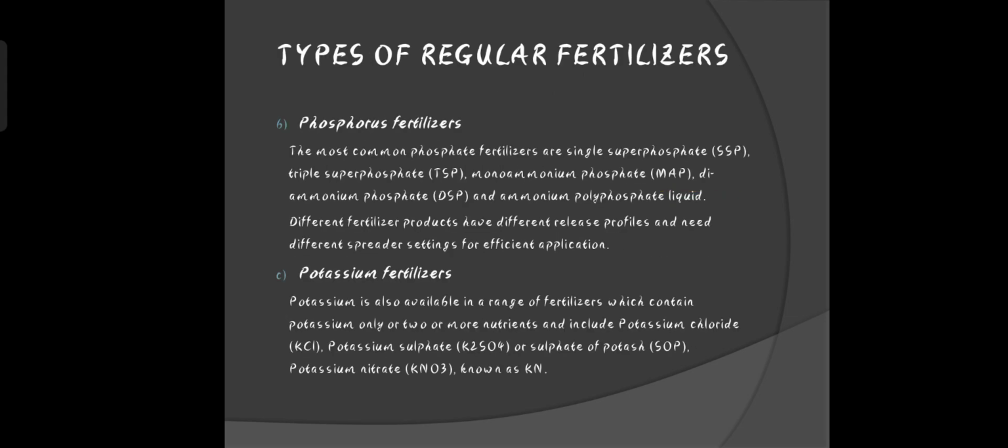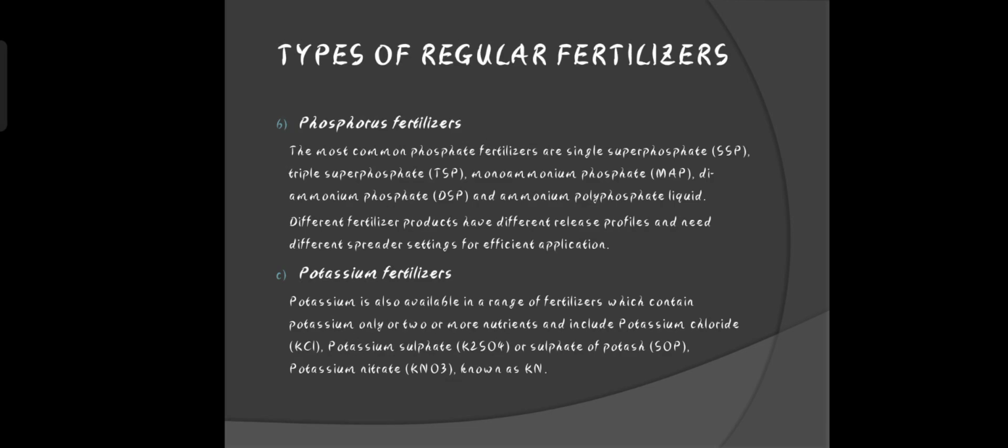Types of mineral fertilizers. The second one is phosphorus fertilizer. The most common phosphate fertilizers are single superphosphate SSP, triple superphosphate TSP, monoammonium phosphate MAP, diammonium phosphate DAP, and ammonium polyphosphate liquid. Different fertilizer products have different release profiles and need different spreader settings for efficient application.